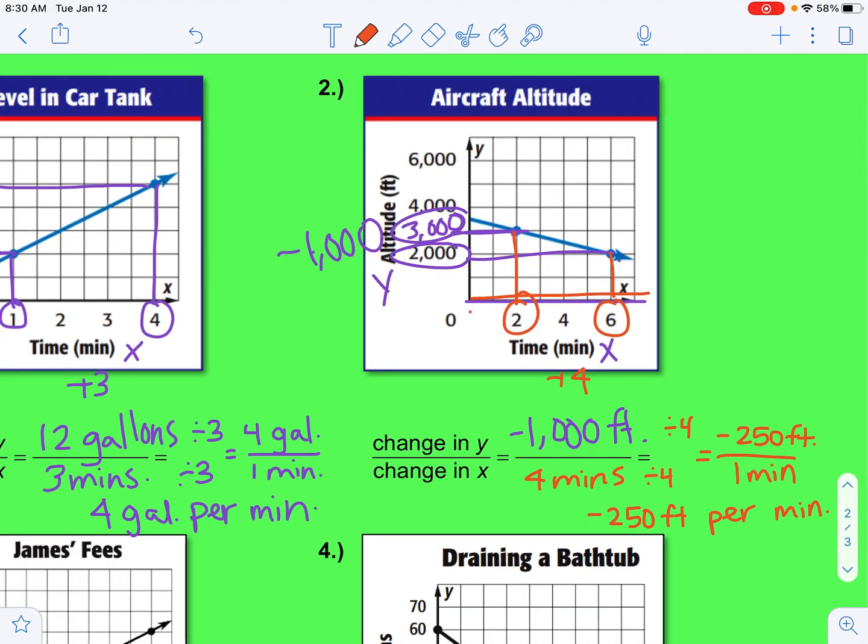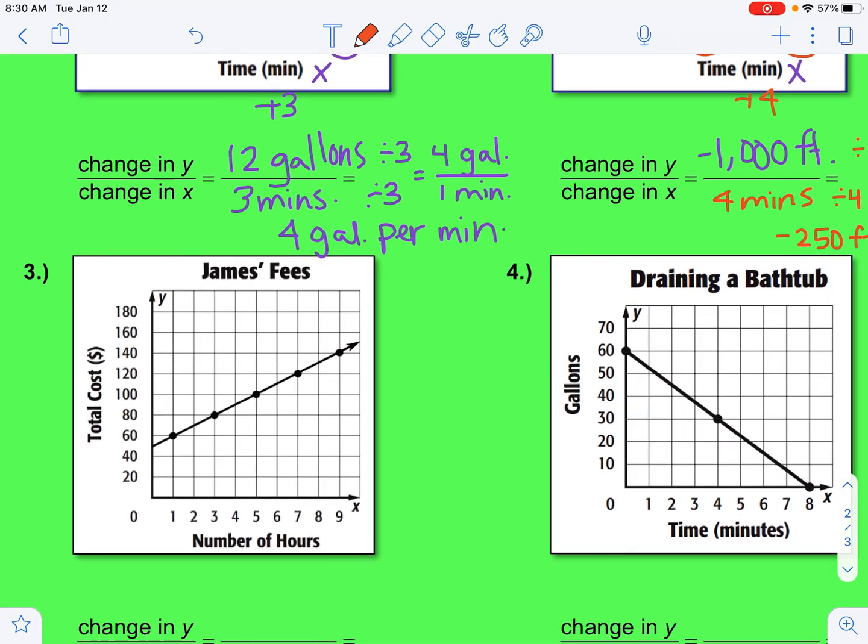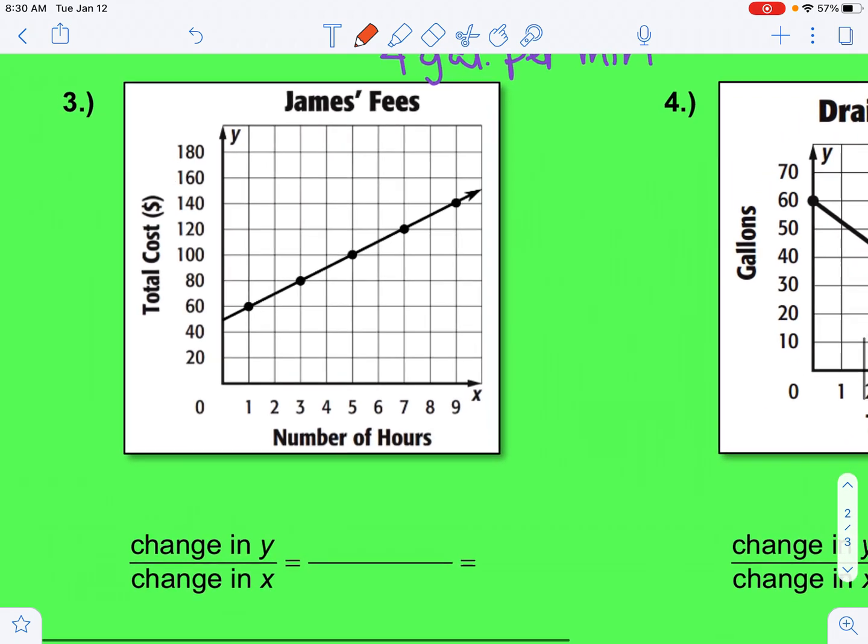Alright, I hope this is starting to make sense. I'd like you to try number 3 and number 4 on your own and then check your answers with me. So I would pause the video. I'm going to work on 3 and 4 and I'll explain what I'm doing, but I want you to make sure that you're understanding it before the video's over.